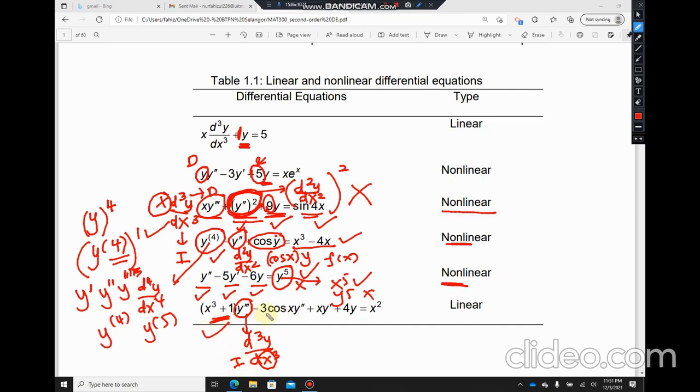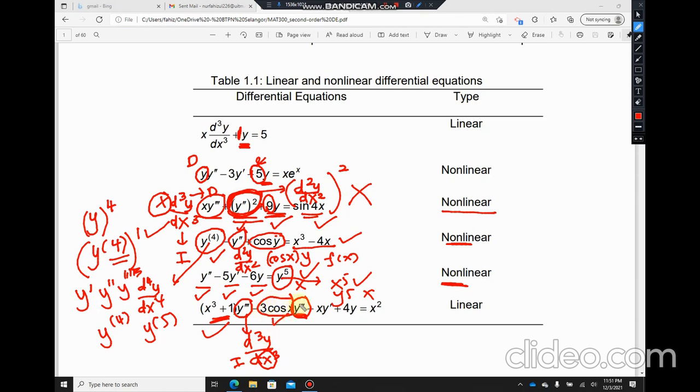So yang ni memenuhi syarat. Yang ni pun, awak nampak tak, 3 cos x. 3 cos x dia tak ada problem sebab y double prime ni dia single je kan, y double prime, and then cos ni just untuk x. X adalah independent, so independent dia boleh keluar dalam mana-mana bentuk function. So dia 3 cos x, so dia tak ada masalah.